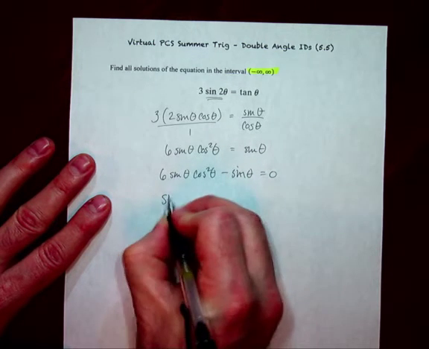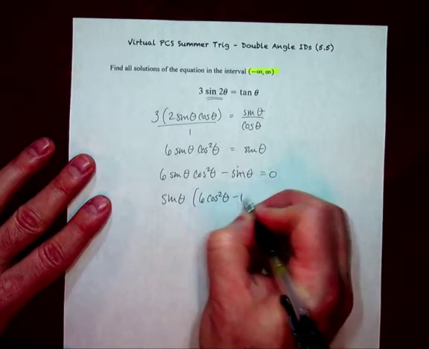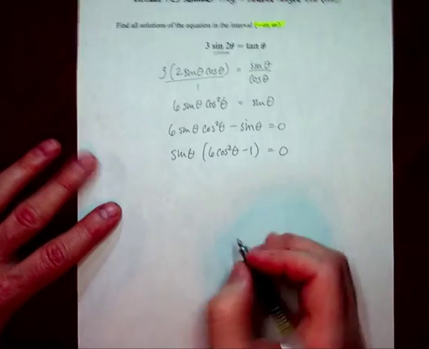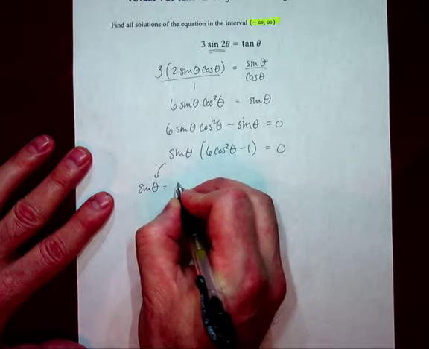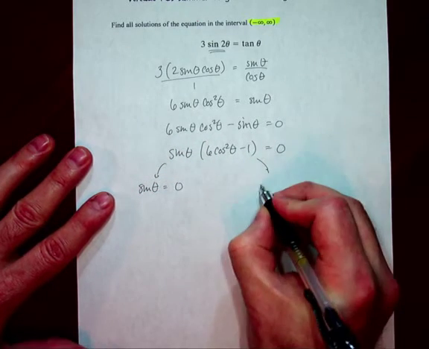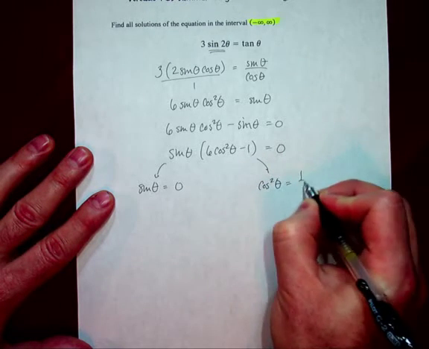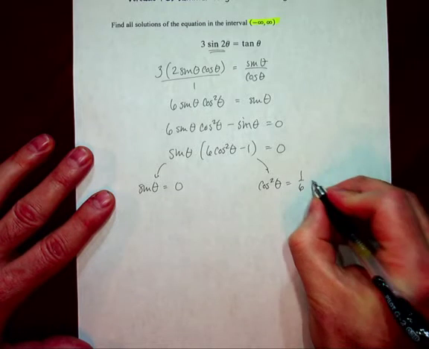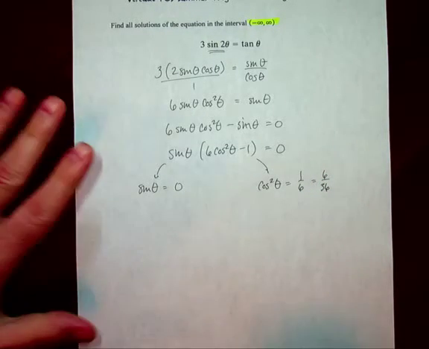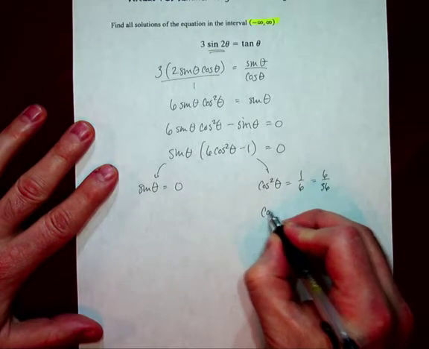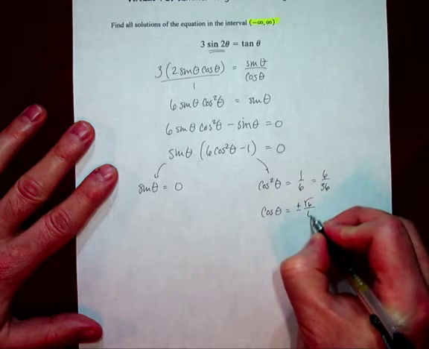And then I can factor out my GCF. Now this one is going to be really easy. That sine theta is equal to 0. This one is going to be cosine squared theta is equal to 1/6. Or, if you want to get ahead of it, call it 6 over 36, because when I take the square root, I'm going to get plus or minus root 6 over 6.